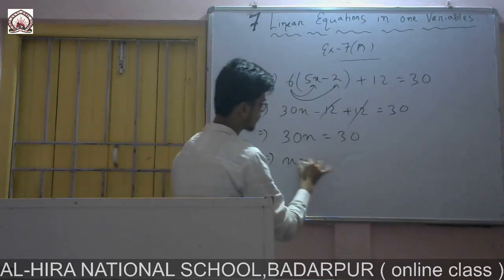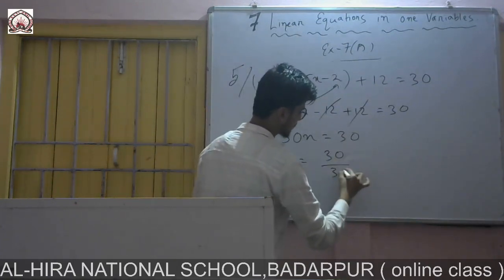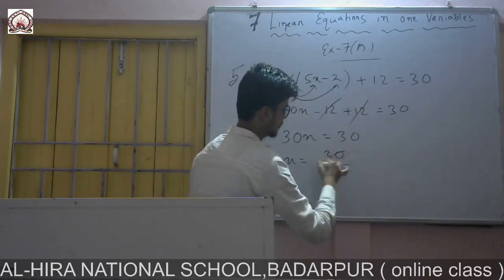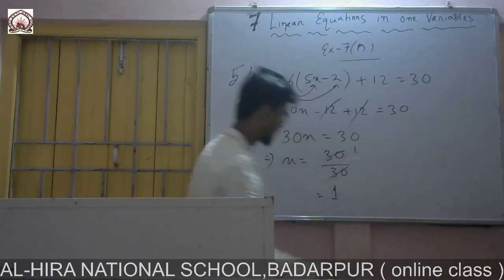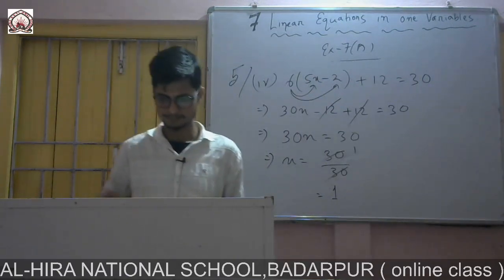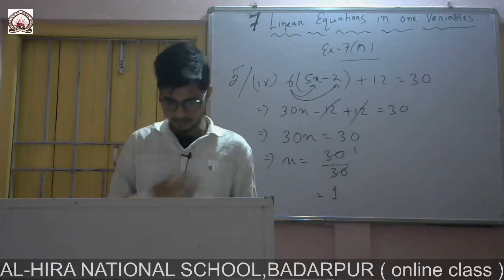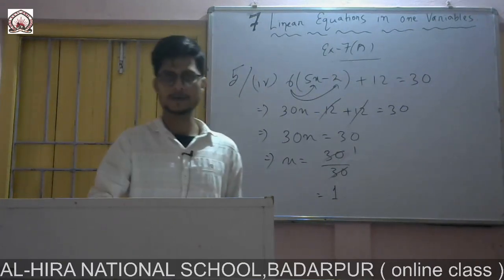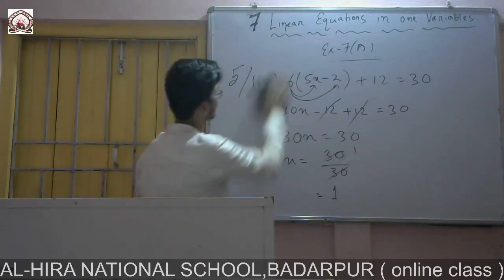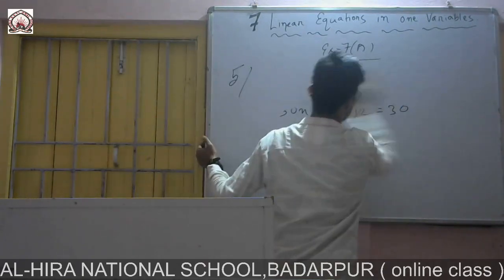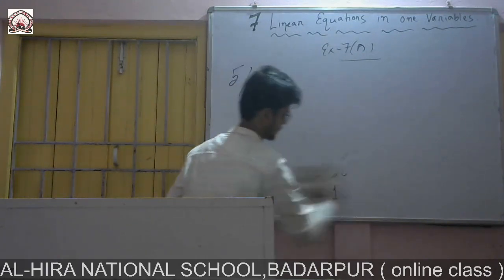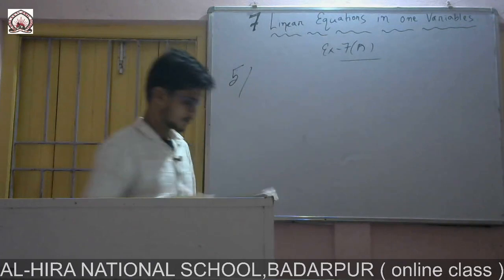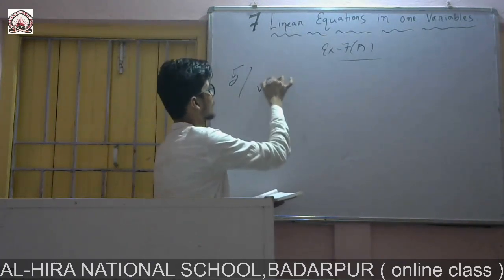So now x equals 30 divided by 30. This is multiplied, so if I change side it will divide. So 30 ones are 30, so the value of x is 1. Okay, 5 and 6 are the same as this one. Okay, let me do Roman number 7. All are the same. Simply you have to just go on solving, you will get the answer.